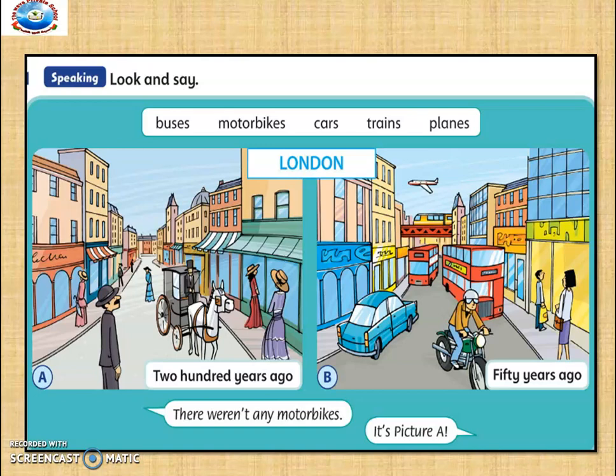Now the second word, motorbike. Can you see motorbike in image A? No, we cannot see. But in image B, there is a motorbike. So here we can say, there weren't any motorbikes 200 years ago for image A, and for image B, there were motorbikes 50 years ago. Now in this way, you all practice making sentences with cars, trains and planes.